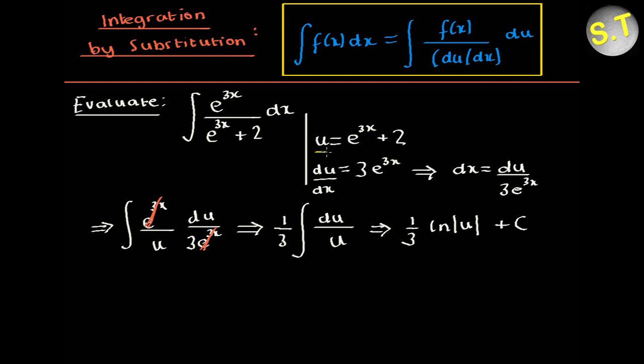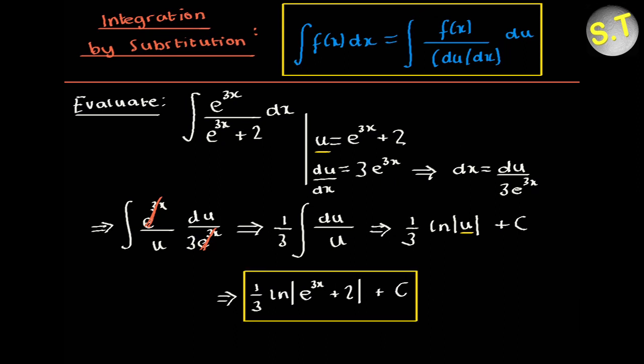So now let's reapply our u value. So to conclude, we have 1/3 times the natural log of e to the 3x plus 2 plus our constant of integration c. And that's our solution.